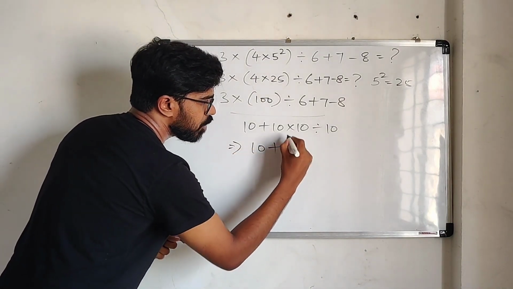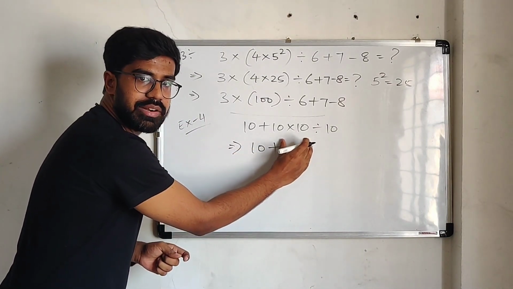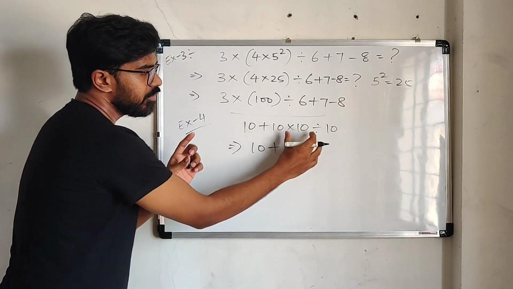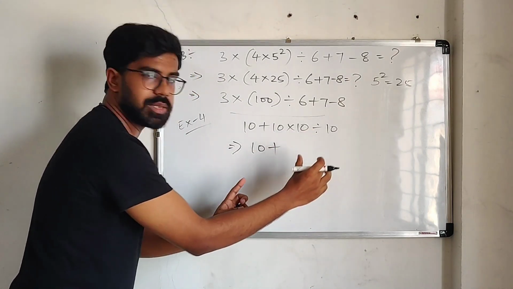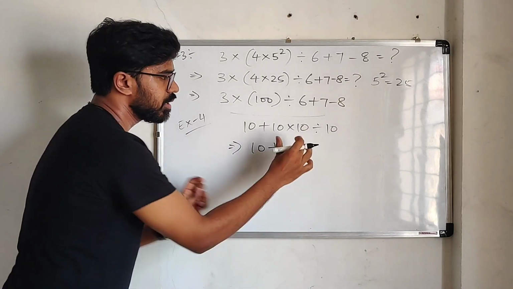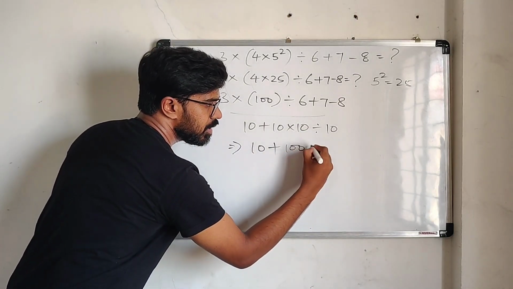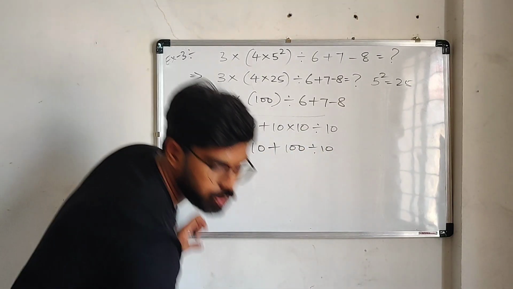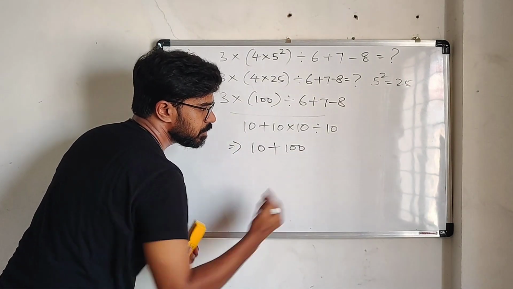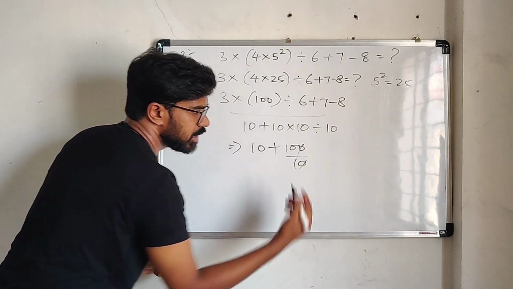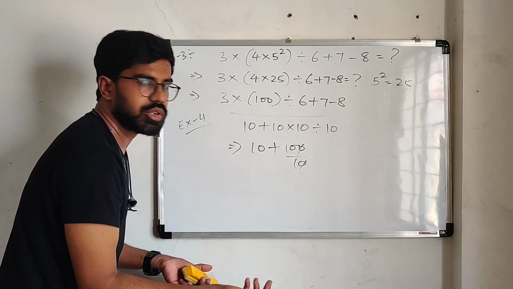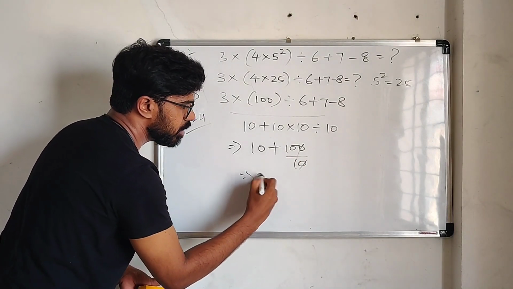10 plus, what comes over here? 100. 100 divided by 10. Like I said, when you come across division and multiplication together, just follow from left to right. 10 into 10 is 100. Divide by 10. Divided 10 means what? I can also show you like this. So that is 0 0 cut. 10 upon 0 and 0 cut. So 10 plus 10, that will be 20.